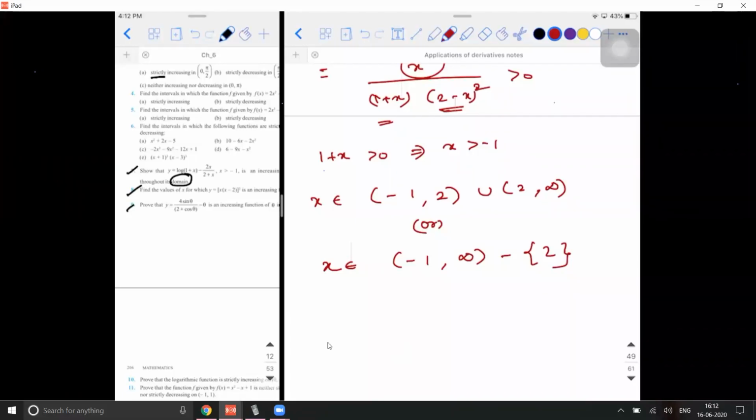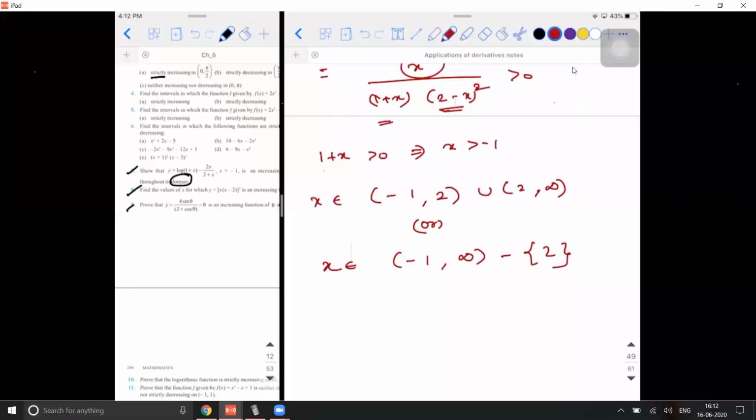So no problem. I hope you people are clear with how to use domain in increasing and decreasing function. That is what I wanted to mainly stress. I hope it is clear. Just give me a confirmation so that I can proceed. Yes, sir. Yes, right.